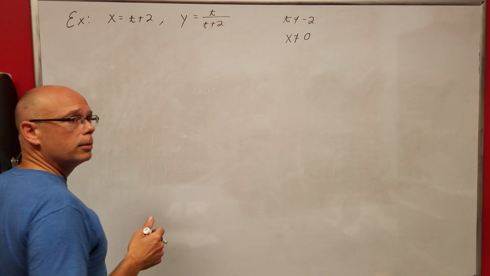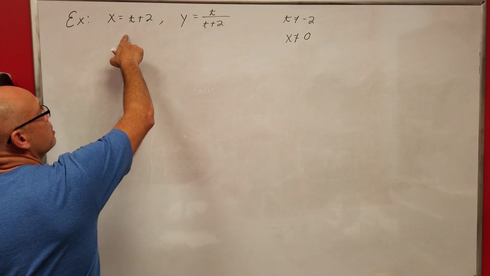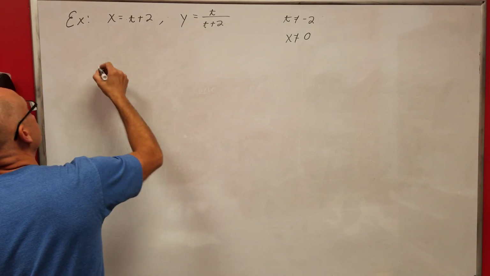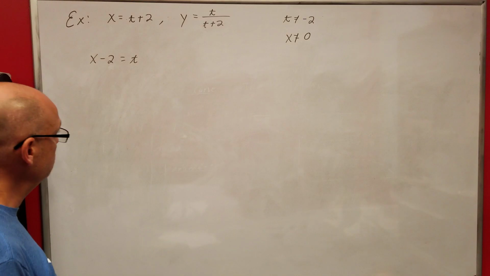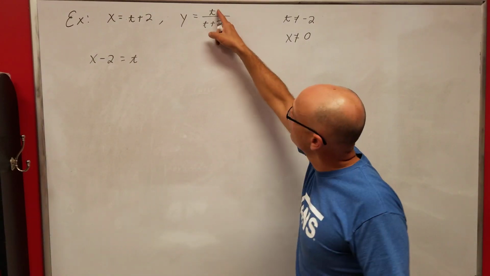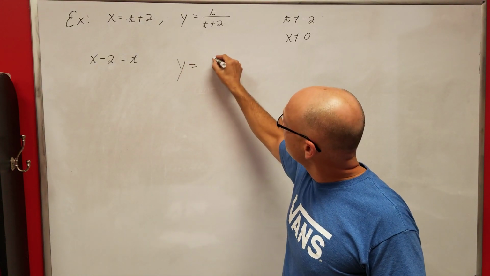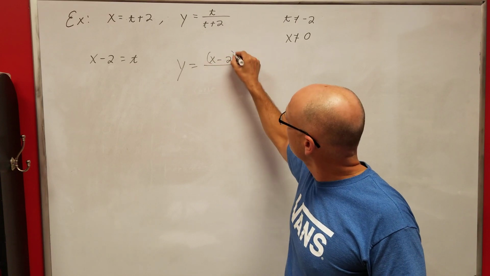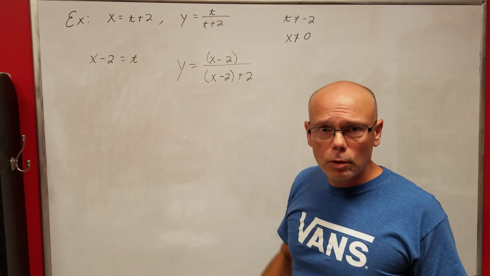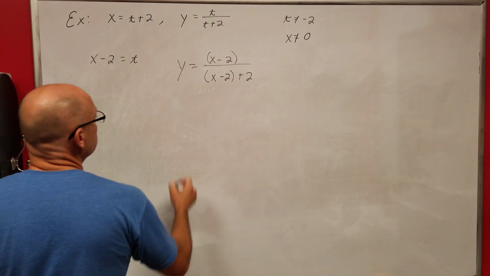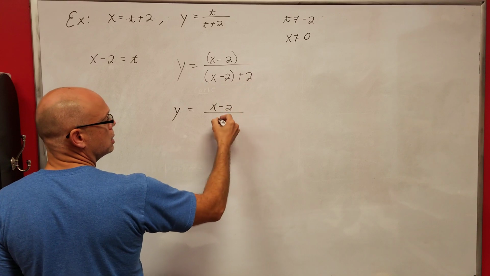All right, to eliminate the parameter now, we take one of the equations and solve it for t. I'm going to take this one. It's going to be much easier to solve for t than that one. So I have x minus 2 is equal to t. Now I take the other equation, and where I see my t values, I'm going to sub in x minus 2. So y is equal to x minus 2, subbing in for t, right? Over x minus 2 plus 2, because I'm substituting in for t. So y is x minus 2 over, what happens here? I just get x, right?